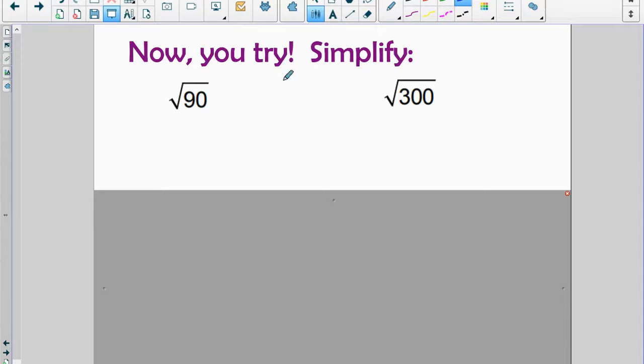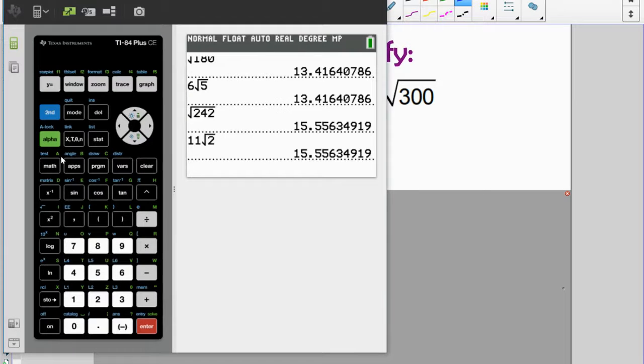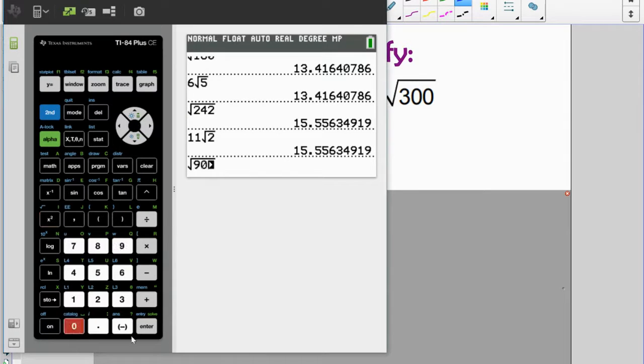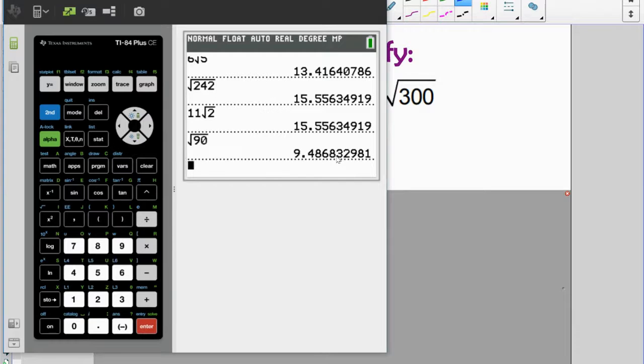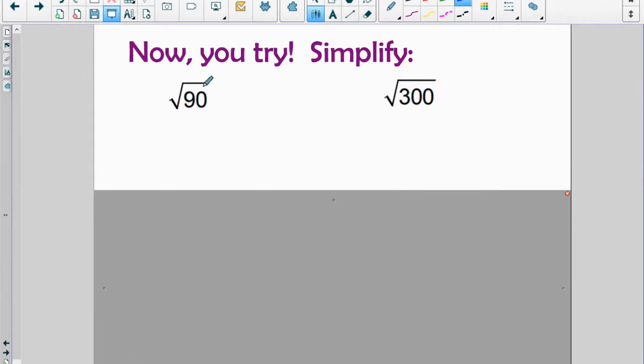All right, so let's check and see how we're doing here with the square root of 90. Now, we do know that the square root of 90 is not a perfect square, because I get a decimal when I do that, 9.4868, and so on. So I want to try to simplify that radical. So I have to think about what two numbers will multiply up to 90, and which one of them is a perfect square.